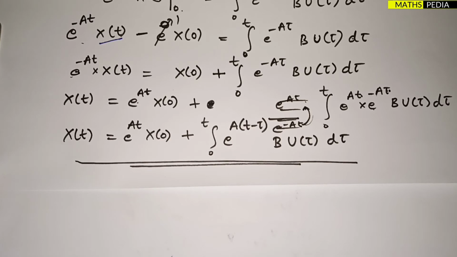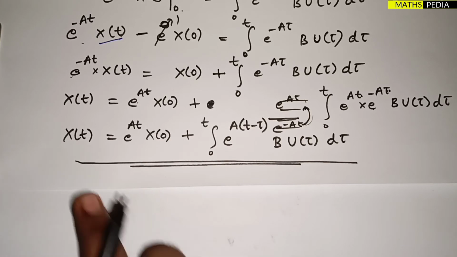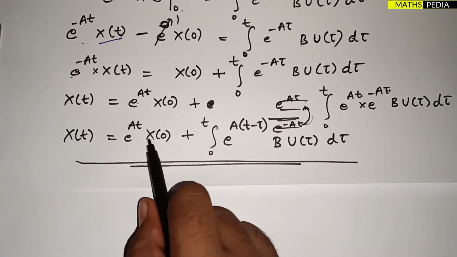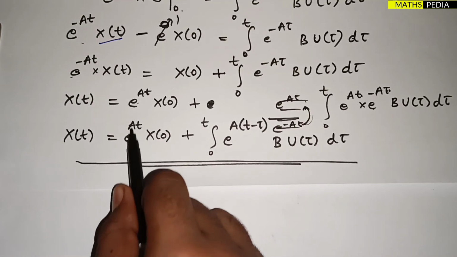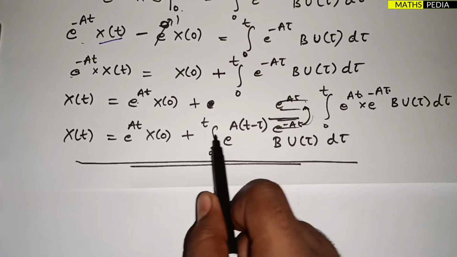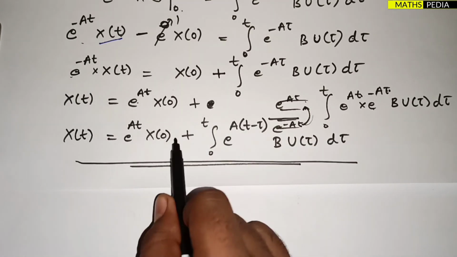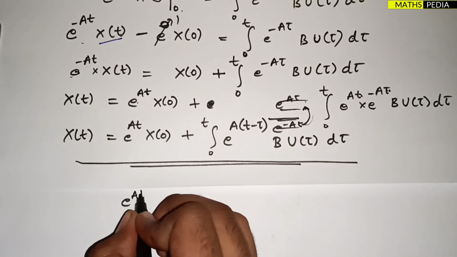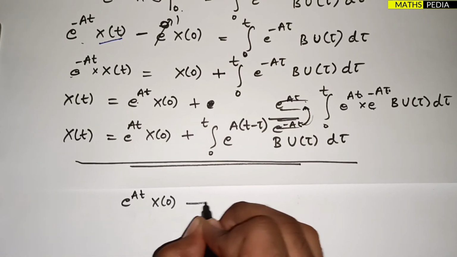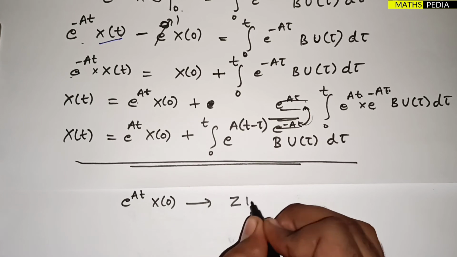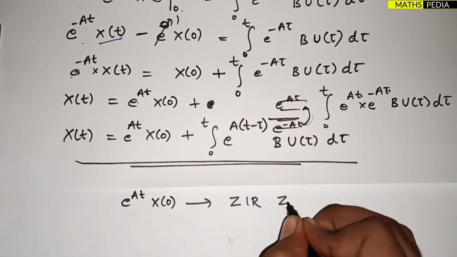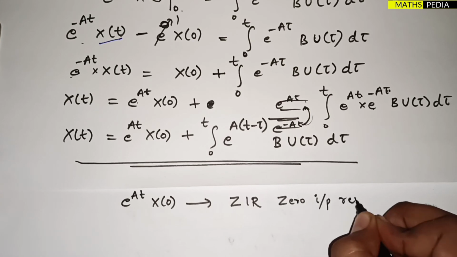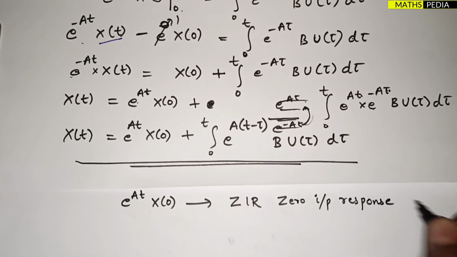I just want to add one more point here, something about this solution x of t, the non-homogeneous solution. I can divide it into two parts. One is e power at x of 0 and this part also. So there are two parts here. This e power at into x of 0, I can call it ZIR. What is ZIR? It is zero input response. This you have to remember.